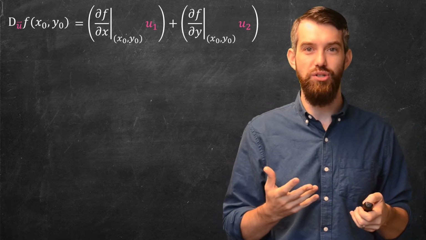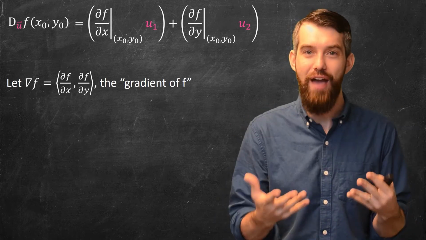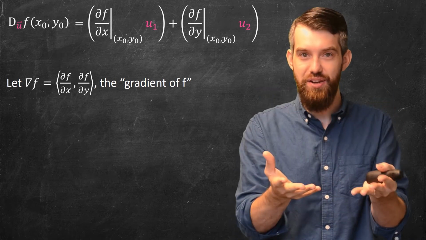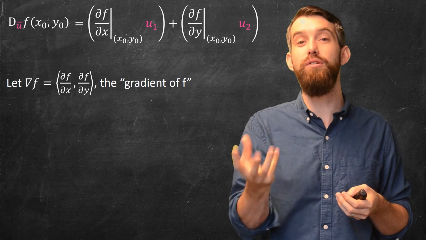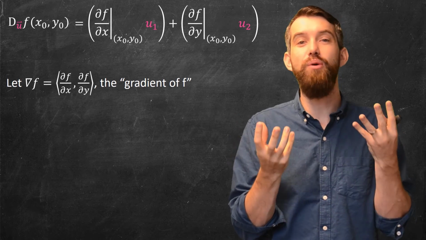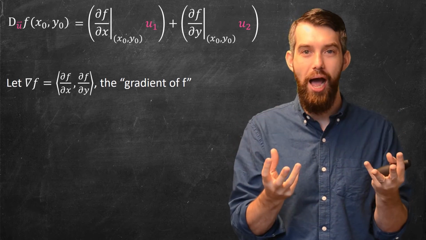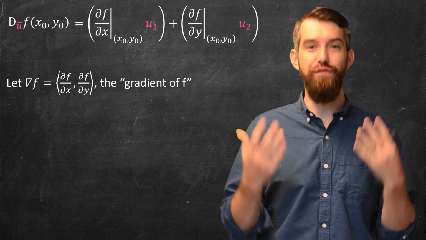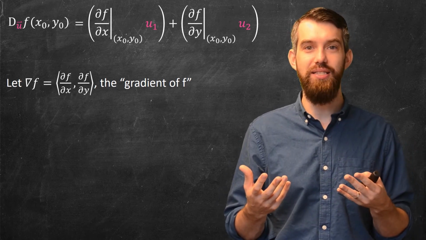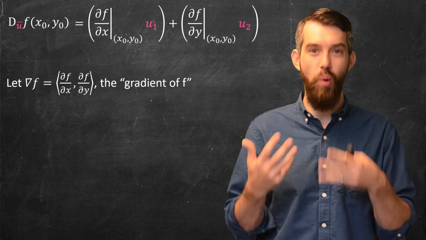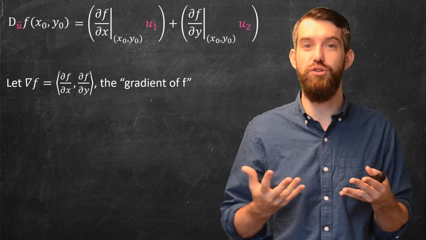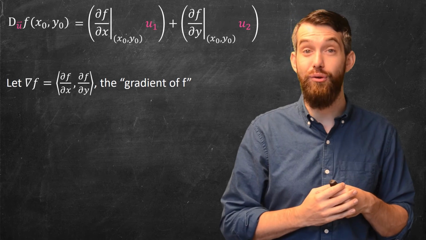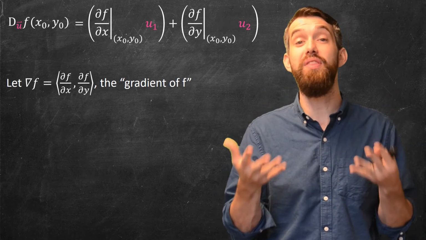For all these weird partials, I'm going to call a new vector, a vector called gradient of f, and this vector is a vector whose first component is the partial with respect to x, and whose second component is the partial with respect to y. This is a vector-valued function, and the idea is that at any input x and y, you get out of it a vector whose components are just the partial derivatives.